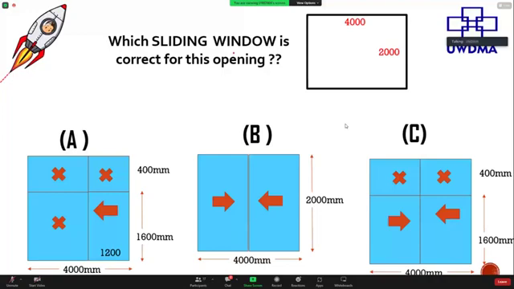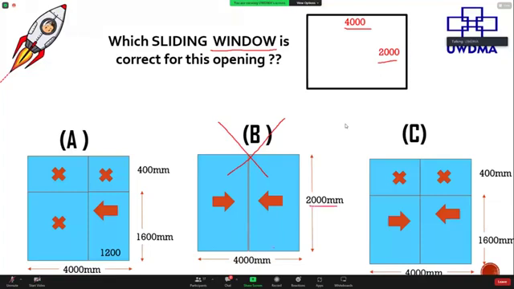Fine. So now let's see the options. We are having an opening of width 2000, height 2000 and width 4000. Let's start from B. B is a big no. As you can see, it is a window, and we are not going for a 2000 window. We'll go maximum to 6 or 6.5 feet.